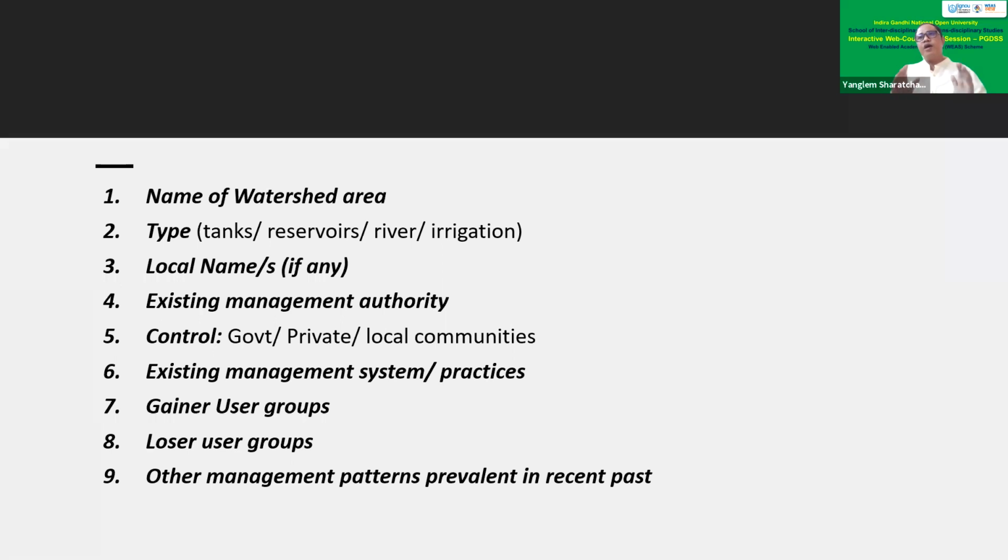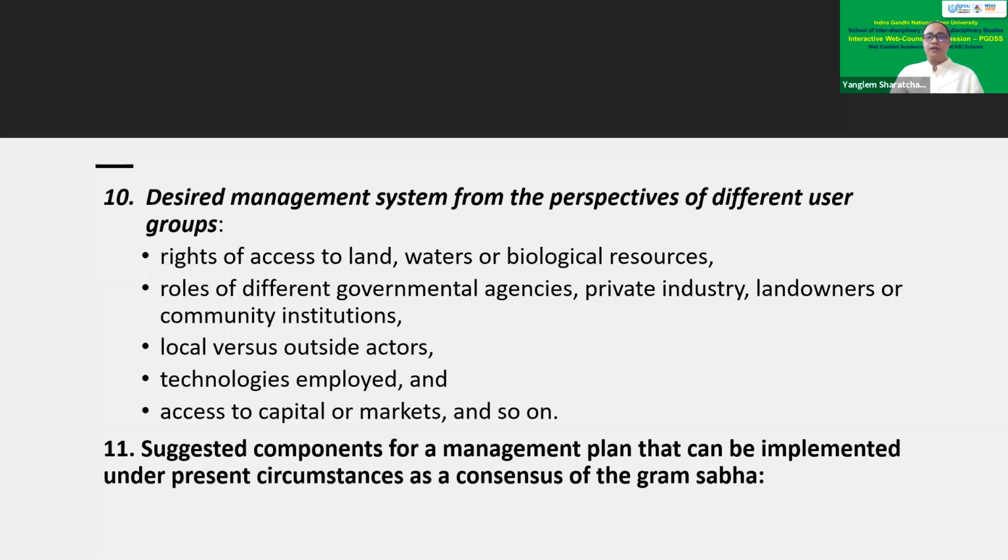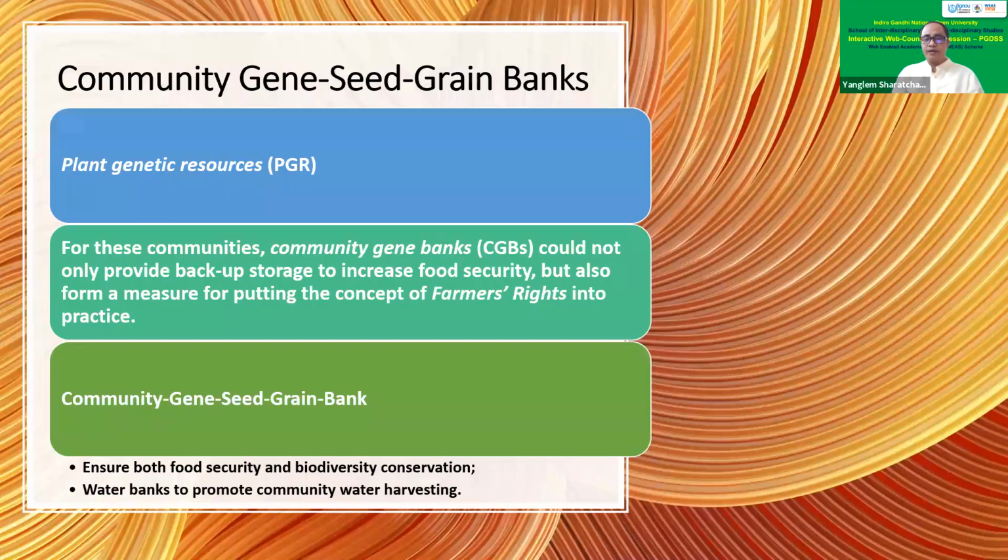In the same way, to involve each and every individual and make them well aware of the status of the resources, especially water bodies, one should be aware of some of this information in their local area. For example, the name of the watershed area, the local name, the existing management authority, and again who is using and who is not using, right? Then the disaster management system from the perspective of different uses. These are some of the information we can gather.